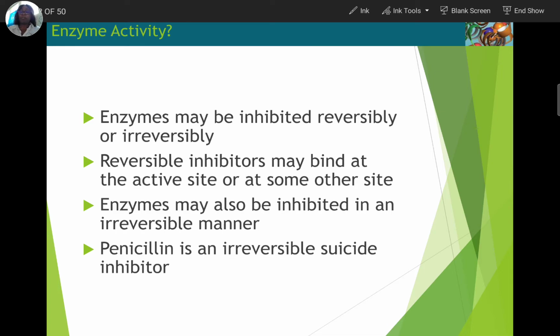One of the examples of inhibitors for enzymes that is irreversible is penicillin. And note that it's described as an irreversible suicide inhibitor. Think about what that means. That means that when you use penicillin, whatever enzyme is affected, it is going to be inhibited from acting, and essentially the enzyme will be turned off. So it's irreversible.